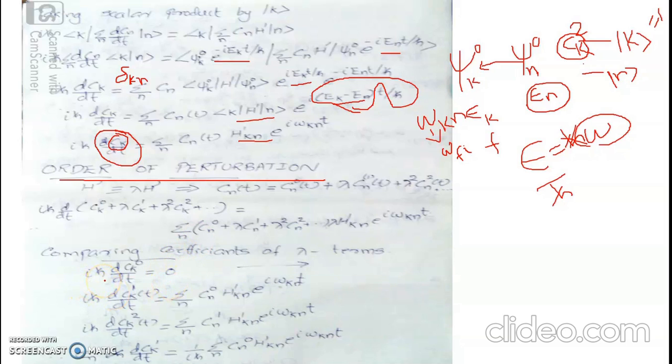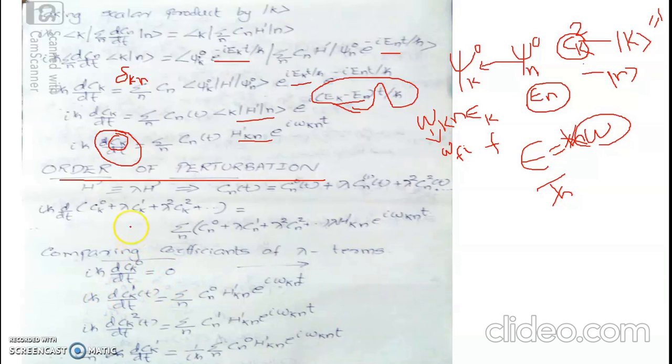This has only one meaning. As you know, Ck0 is a constant. That is the unperturbed system for zeroth order perturbation. So the zeroth order term indicates that Ck0 is constant in time.